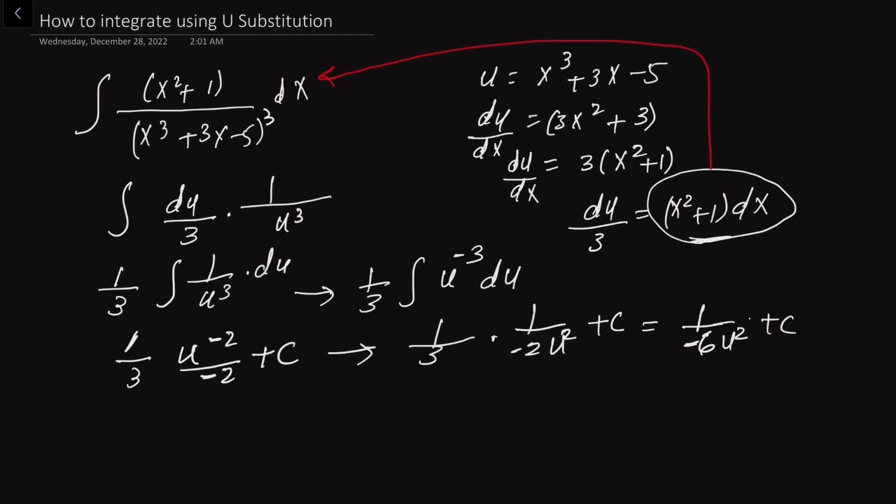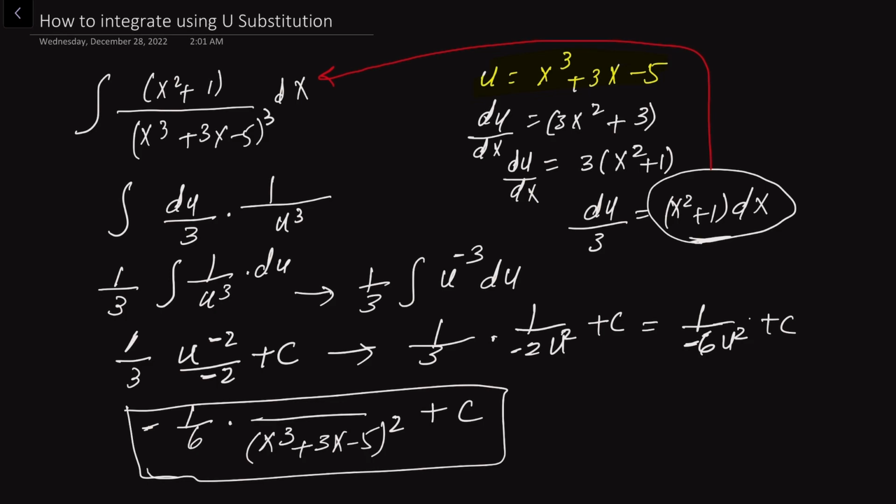Now let's substitute back for u. We know the u value, right? So let's substitute it back: minus 1 over 6 times x cubed plus 3x minus 5, all squared, plus c. And that's the answer for that one.